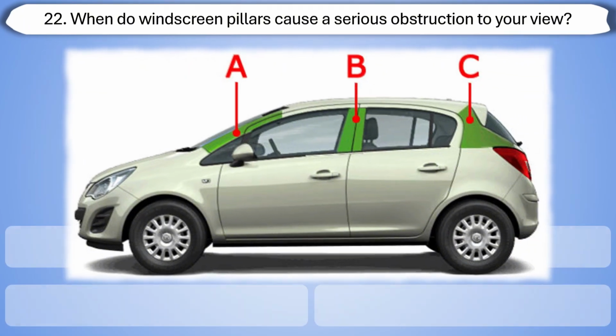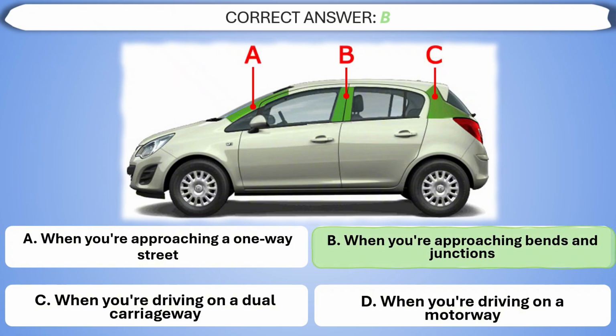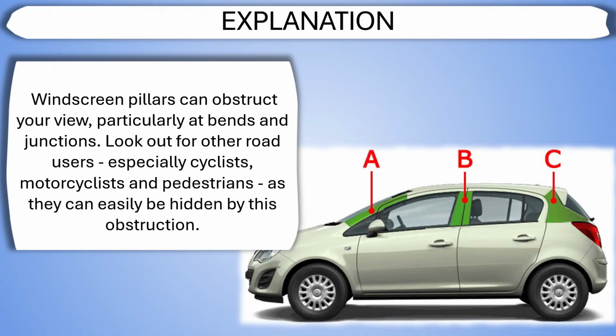A. When you're approaching a one-way street. B. When you're approaching bends and junctions. C. When you're driving on a dual carriageway. Or D. When you're driving on a motorway. The correct answer is B. When you're approaching bends and junctions. Explanation. Your windscreen pillars can obstruct your view, particularly at bends and junctions. Look out for other road users, especially cyclists, motorcyclists, and pedestrians, as they can easily be hidden by this obstruction.